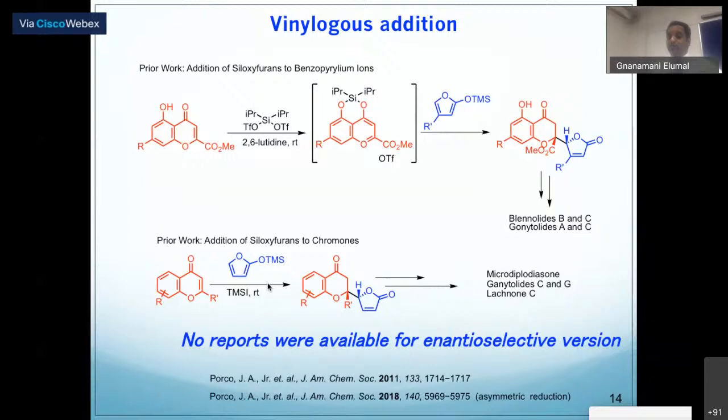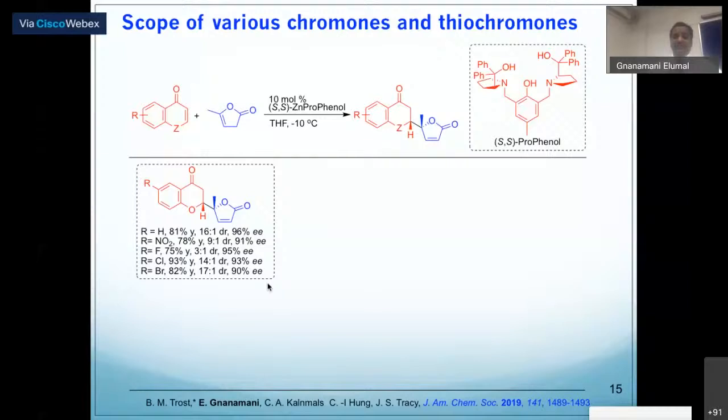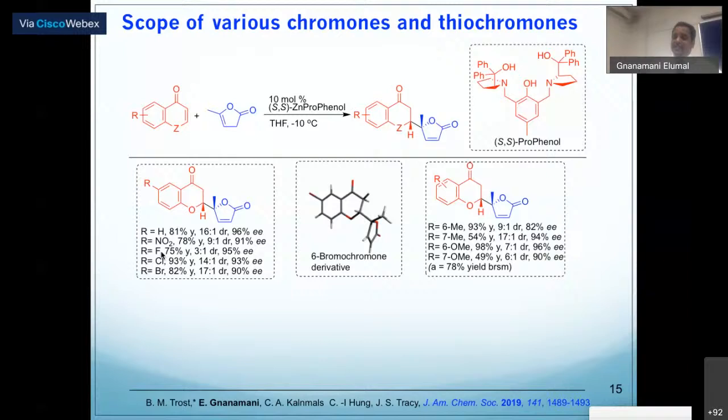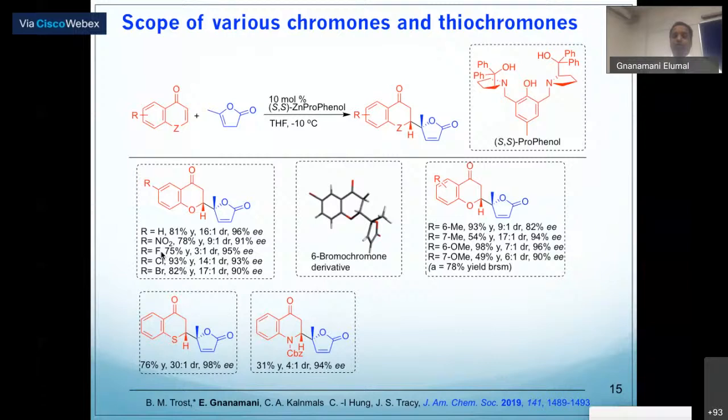Though those kinds of molecules are potentially biologically active, since our catalyst is already deprotonating the butenolides, we thought to screen this reaction. When we screened the Michael addition type of reaction with chromone and non-activated butenolide, it was able to give the Michael addition product with excellent enantioselectivity and also very good yield. We have tried various electron-rich, electron-poor, or halogen substituents. In all the cases, we had excellent diastereo- and enantioselectivity. Further, we expanded the scope to thiochromone or N-substituted chromone derivatives, which also give excellent enantioselectivity, but with a slight drop in diastereoselectivity.